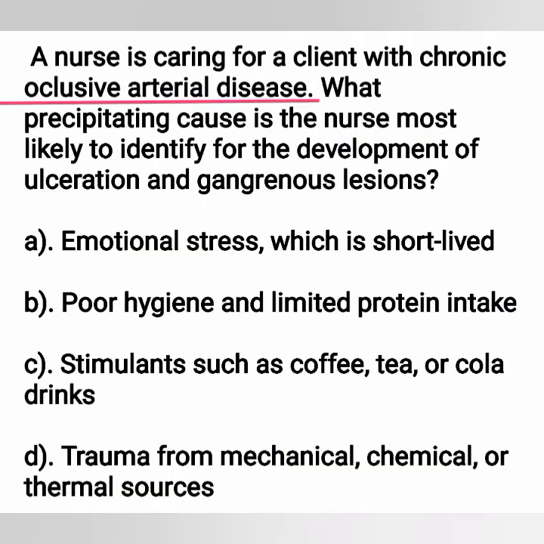A nurse is caring for a client with chronic occlusive arterial disease. What precipitating cause is the nurse most likely to identify for the development of ulceration and gangrenous lesion? Our options: option A, emotional stress, which is short-lived. Option B, poor hygiene and limited protein intake. Option C, stimulants such as coffee, tea or cola drinks. Option D, trauma from mechanical, chemical or thermal sources.